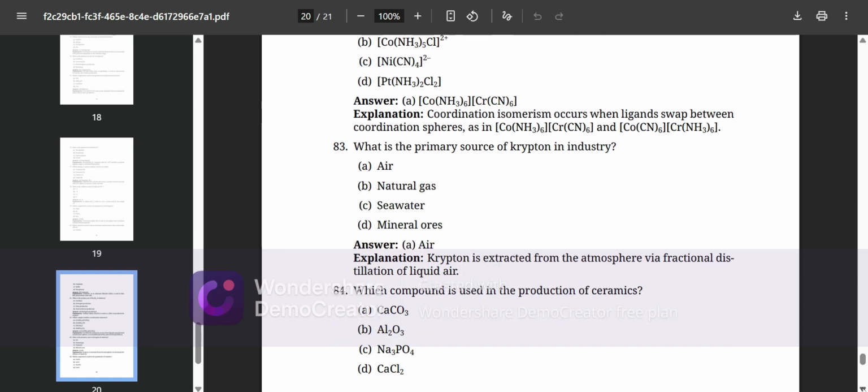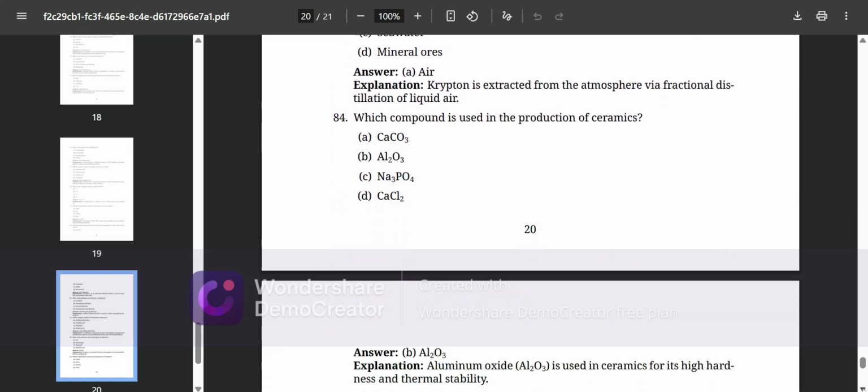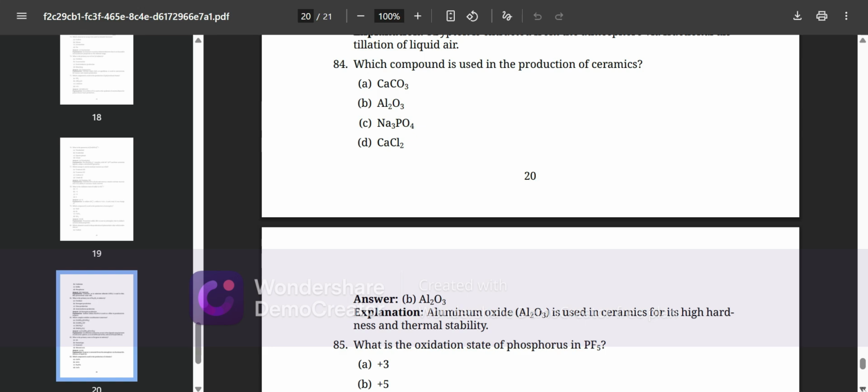What is the primary source of krypton in industry? Air. Krypton is extracted from the atmosphere via fractional distillation of liquid air. Which compound is used in the production of ceramics? Al2O3. Aluminium oxide, Al2O3, is used in ceramics for its high hardness and thermal stability.